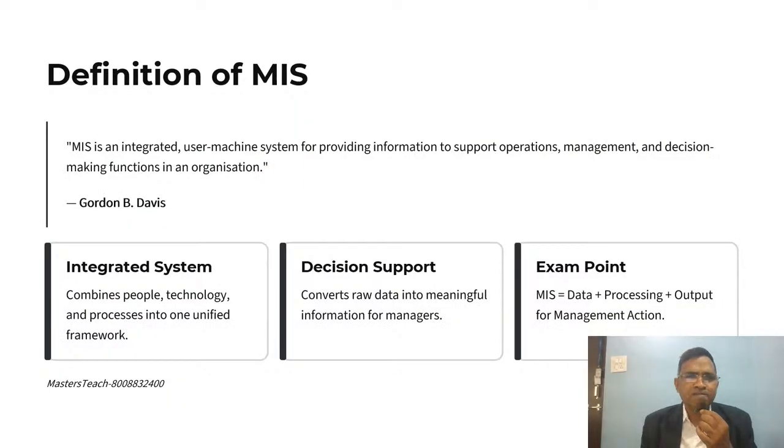Introduction to MIS, then the definition of MIS. MIS is an integrated user-machine system for providing information to support operations, management, and decision making functions, as given by Gordon Davis. So MIS is an integrated system. That means it combines people, technology, and process. So this is called an integrated system.